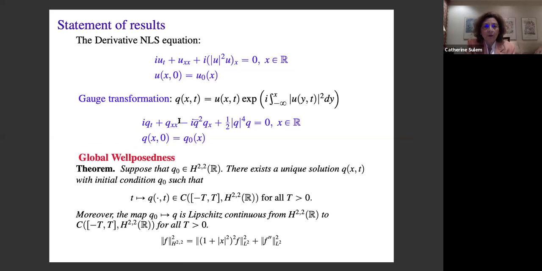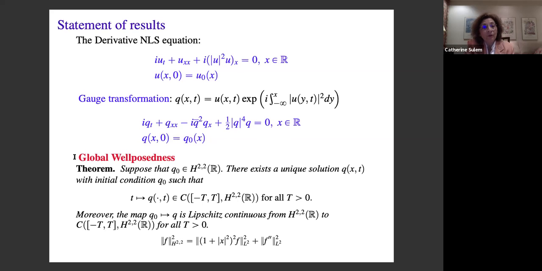It is the equation obtained from this one by introducing a new function q and multiplied by a gauge term. And this function q satisfies the following equation here. And the two equations are equivalent. People have used different gauge transformation for different purposes. This one is quite convenient in the context of inverse scattering.